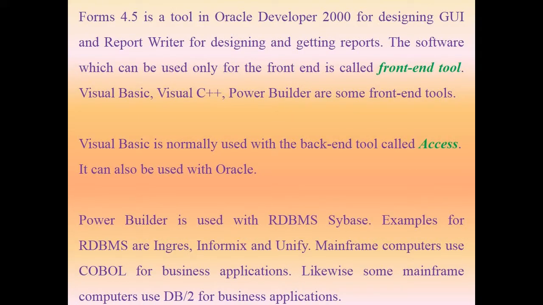Forms 4.5 is a tool in Oracle Developer 2000 for designing GUI, and Report Writer is a tool for designing and getting reports. The software which can be used only for the front end is called a front end tool. Visual Basic, Visual C++, Power Builder are some examples of front end tools. Visual Basic is normally used with the back end tool called Access. Visual Basic can be used with Oracle also. Power Builder is used with RDBMS like Sybase. Examples for RDBMS are Ingres, Informix and Unify. Mainframe computers use COBOL language for business applications. Likewise, some mainframe computers use DB2 for business applications also.